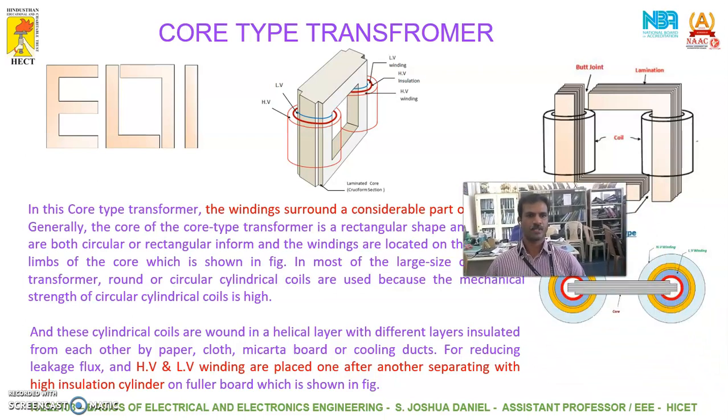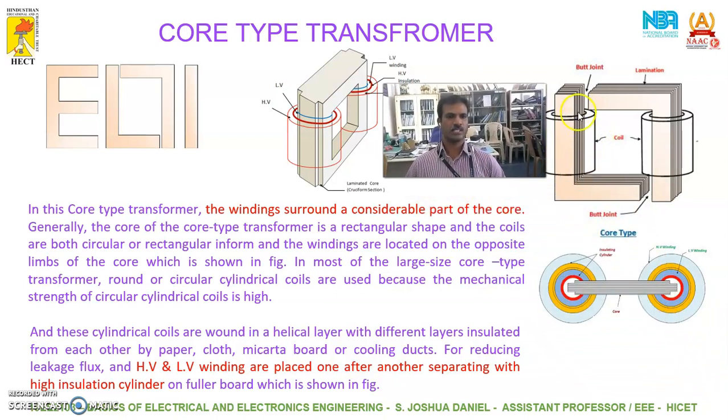As we normally have seen in theory, the primary winding is on one side and the secondary winding is on the other side, but practically it is not so. What they do is they keep both the primary and the secondary in the same limb. Why is it done so? Because the magnetic flux linkage has to be more, right?